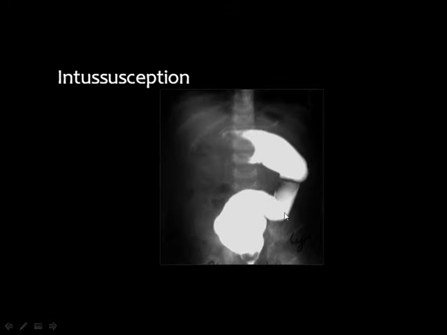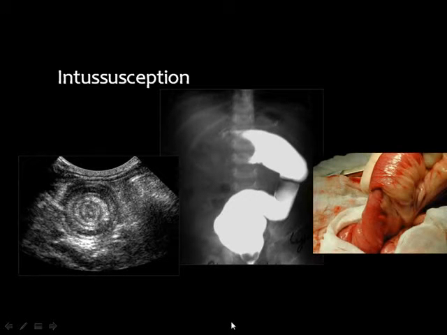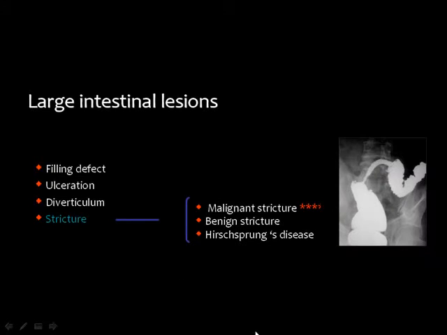And this is a good example of intussusception, where you can see this filling defect in the transverse colon corresponding to the intussusception. And the intussusception can be easily diagnosed using ultrasound. And you can see here the classic target sign where the intussusception is present, and this is the surgical image. Then you come to the strictures in the colon.